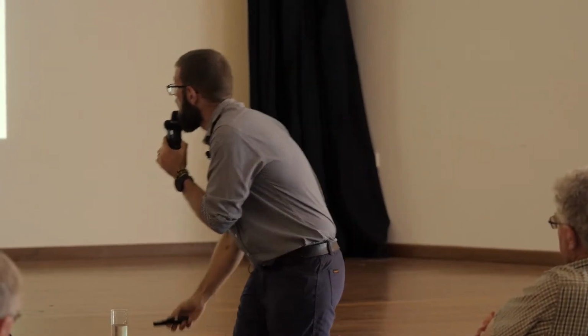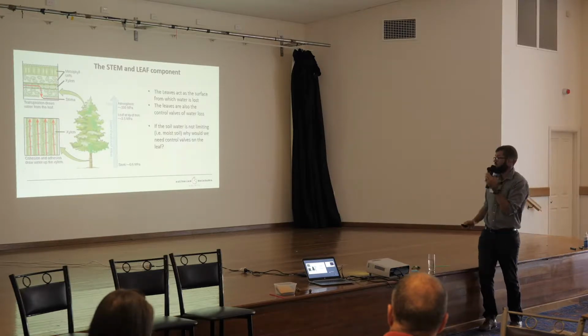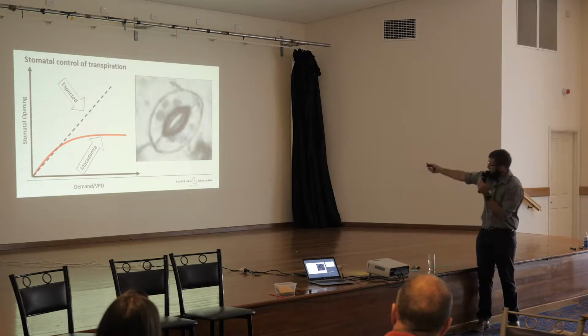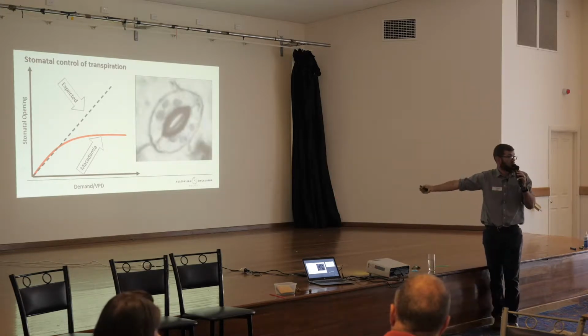Okay, so there's a hydraulic limitation. The plant can only move so much water through the straw. I hope I haven't lost everyone. So there's my little valve. It doesn't happen that quickly though.